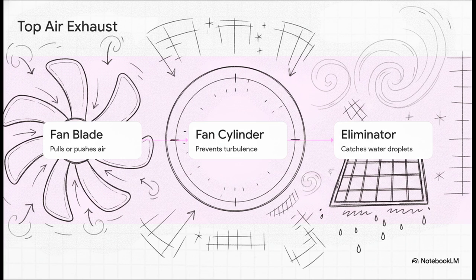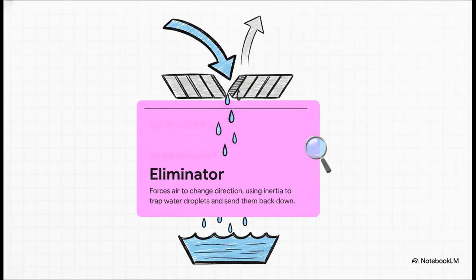And third, sitting just below the fan, we have the eliminator. Now, what's really interesting about this slide is just how brilliantly simple the eliminator actually is. It doesn't rely on complex electronics or sensors. It purely uses physics. As that exhaust air rushes upward, the eliminator acts as a physical barrier, forcing the air to take a sharp, sudden turn. Because water droplets are heavier than air, their own inertia causes them to just smash into the barrier and drop right back down into the tower, while only the dry air escapes. It's like a giant physics trap.